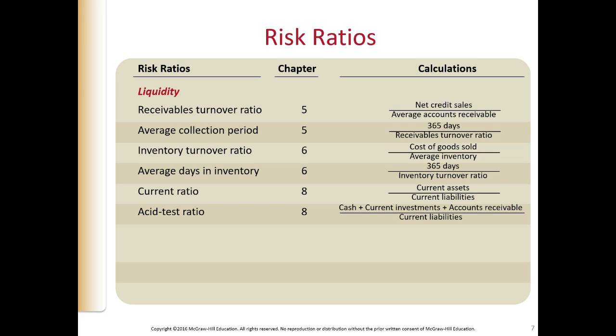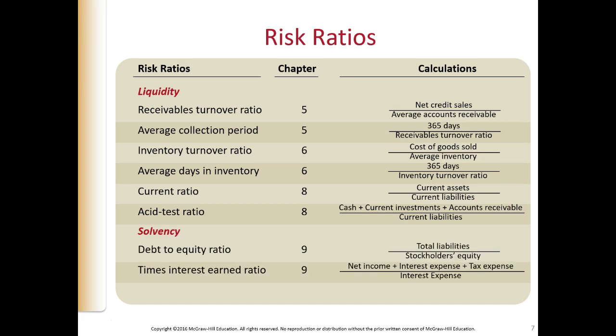As a test ratio, this takes out some of the current assets such as prepaid expenses and inventories. You're looking for more current assets. So here you can see cash, current investments, and accounts receivable are usually the only things we put in the numerator. Again, divided by the same current liabilities to get the acid test result.